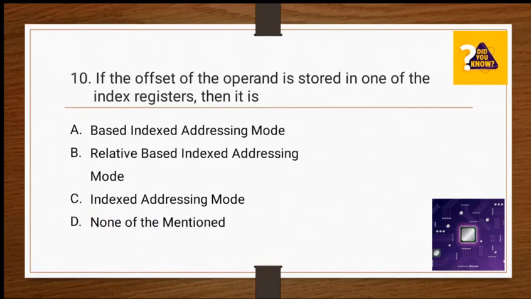The next one: if the offset of the operand is stored in one of the index registers, then it is based index addressing mode, relative based indexed addressing mode, indexed addressing mode, or none of the mentioned. So the answer is indexed addressing mode.